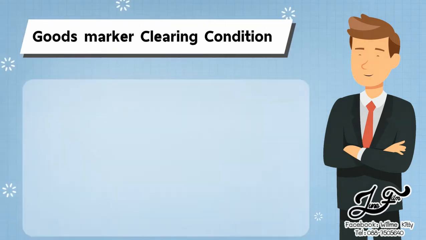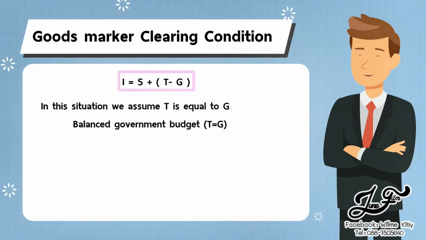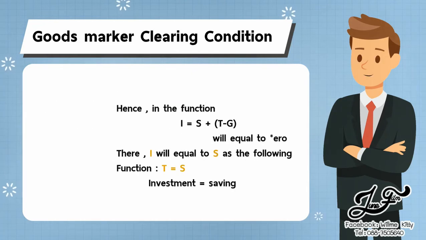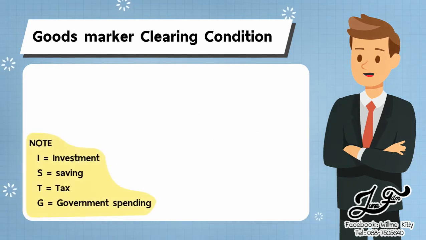Next, the goods market clearing condition. In this condition, the function is I equals S plus (T minus G), where I is investment, S is saving, and T is tax. In this situation, we assume that G and T are equal because of a balanced government budget. Hence, T minus G in the function equals 0. Therefore, in this condition, investment equals saving.